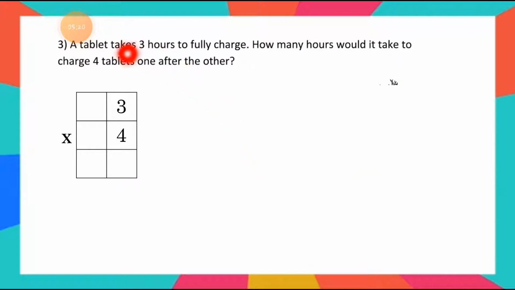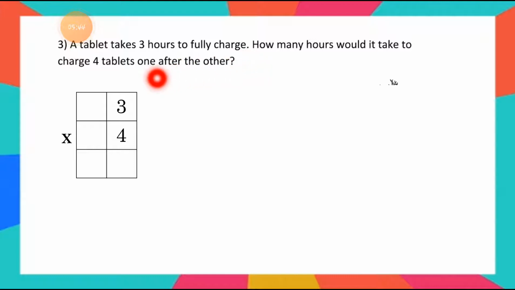Now the next example, a tablet. You all know the tablet. You all are using tablets, mobile phones, PCs, laptops, right? A tablet takes 3 hours to fully charge. You all charge your mobile phones, laptops, PCs, right? A tablet takes 3 hours to fully charge.